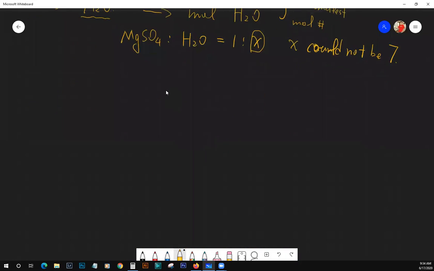Now we already have the empirical formula. Then how can we use the empirical formula to figure out the molecular formula? Let's remind ourselves: how did we get it? What's the relationship between the empirical formula and the molecular formula?